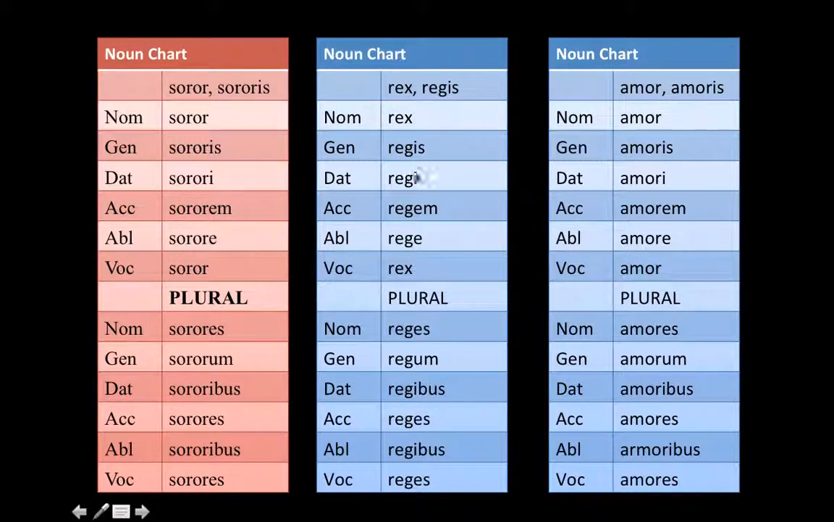All right, now notice that soror is a feminine word and rex and amor are masculine words. And while it doesn't make a big difference here because you're always going to use these third declension endings for these third declension nouns, when you start making adjectives agree, that's when it becomes important. And more on that later.